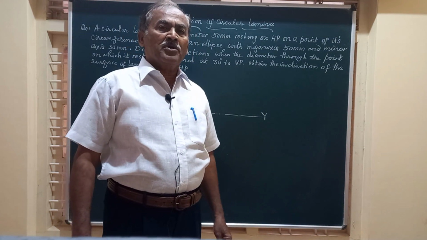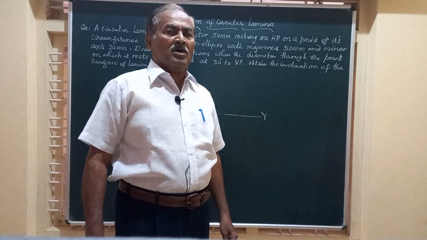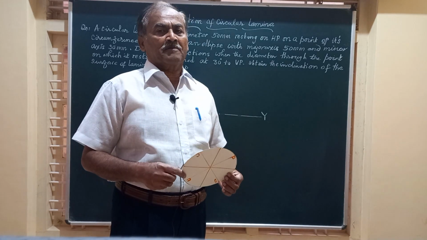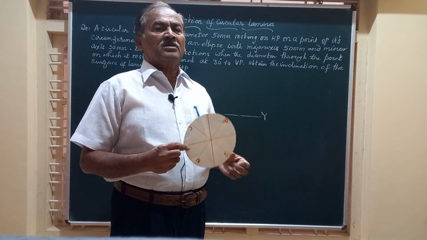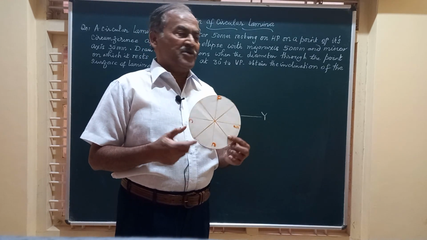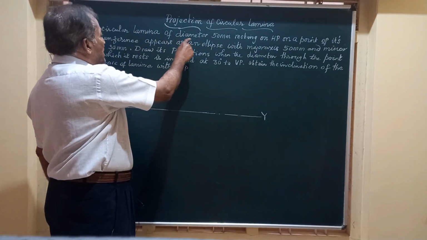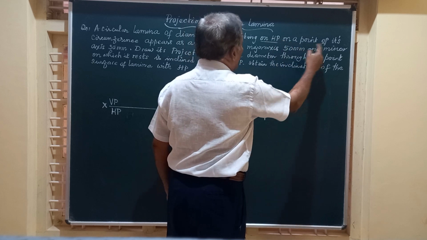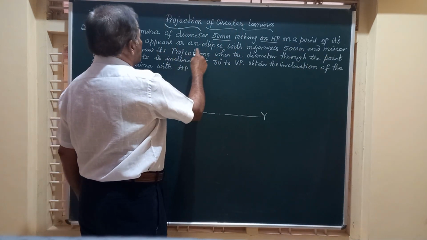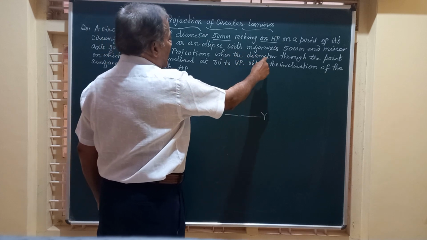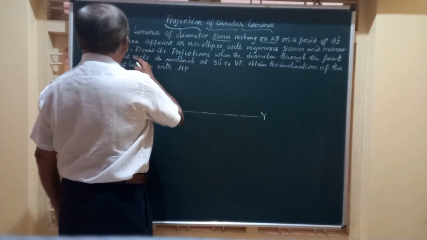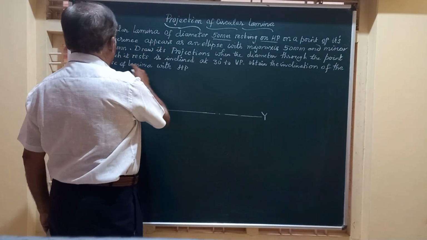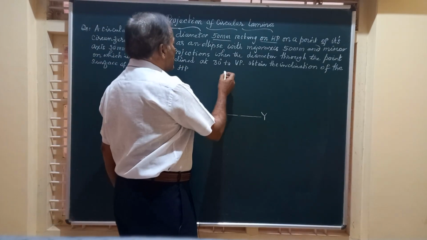In today's video, we are going to learn how to draw the projections of a circular lamina of a given diameter. Friends, let us see the question for today's video. A circular lamina of diameter 50 mm resting on HP on a point of its circumference appears as an ellipse with major axis 50 mm and minor axis 30 mm. Draw its projections when the diameter through the point on which it rests is inclined at 30 degrees to VP.